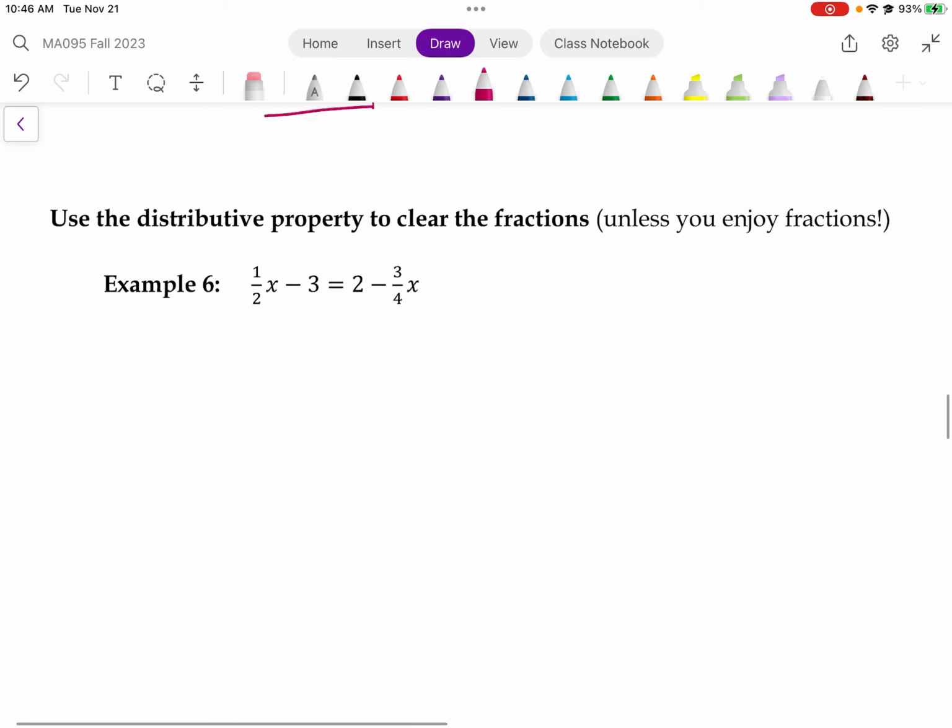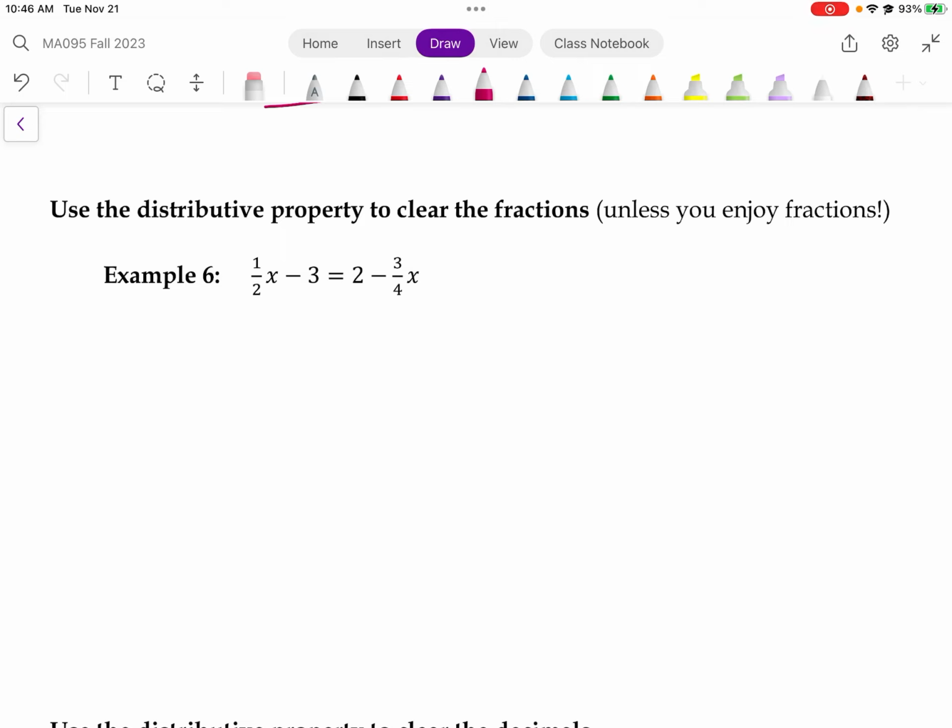All right, continuing on. We're just doing one of each of these different kinds of problems, but we're going to use the distributive property to clear the fractions. In order to clear fractions, you want to multiply everything by the least common denominator. The least common denominator here, the LCD, is 4. So I am going to multiply this one by 4 over 1, this one by 4, this one by 4, and this one by 4 over 1. That's a little hard to see, but I'm trying to keep this quick, so we'll just continue on.